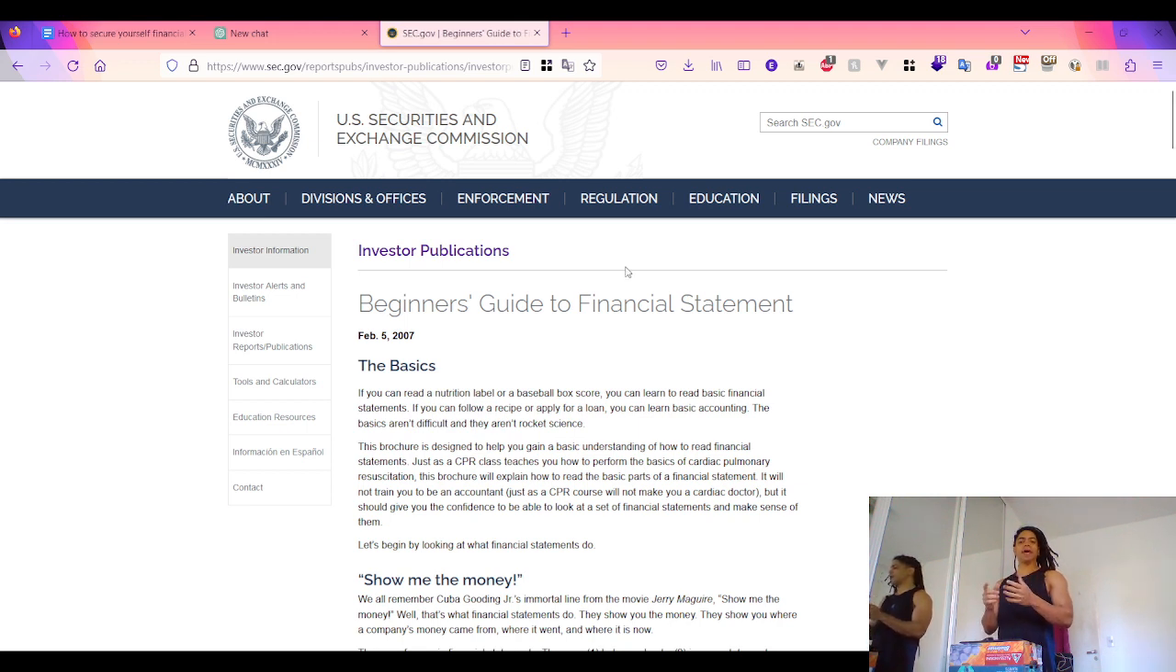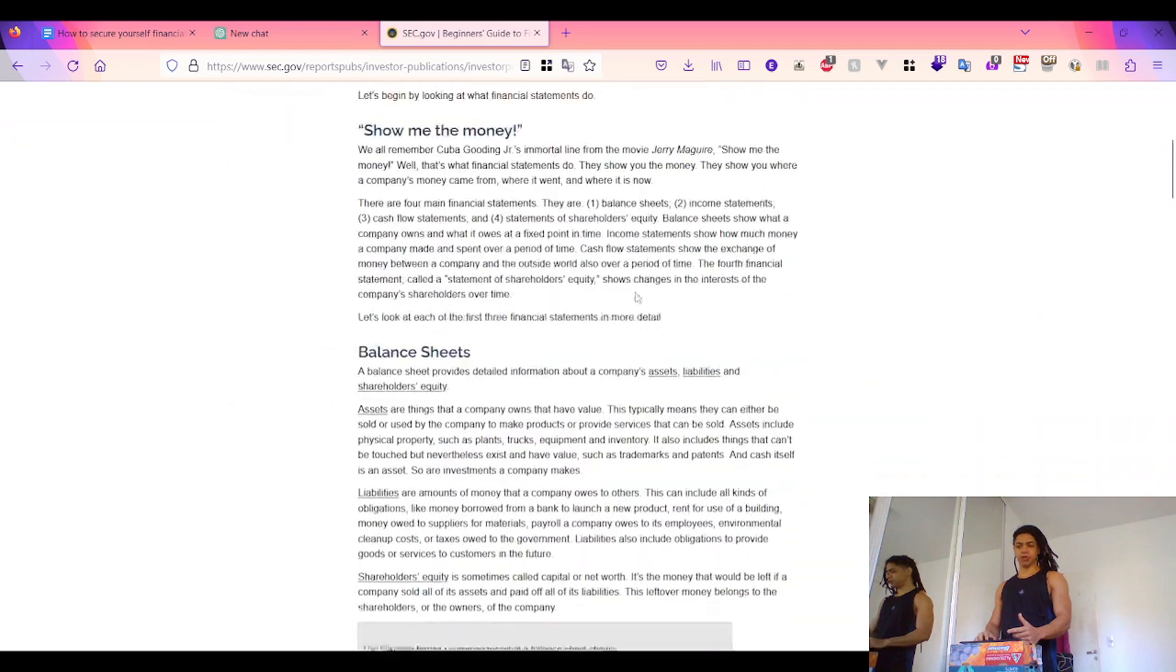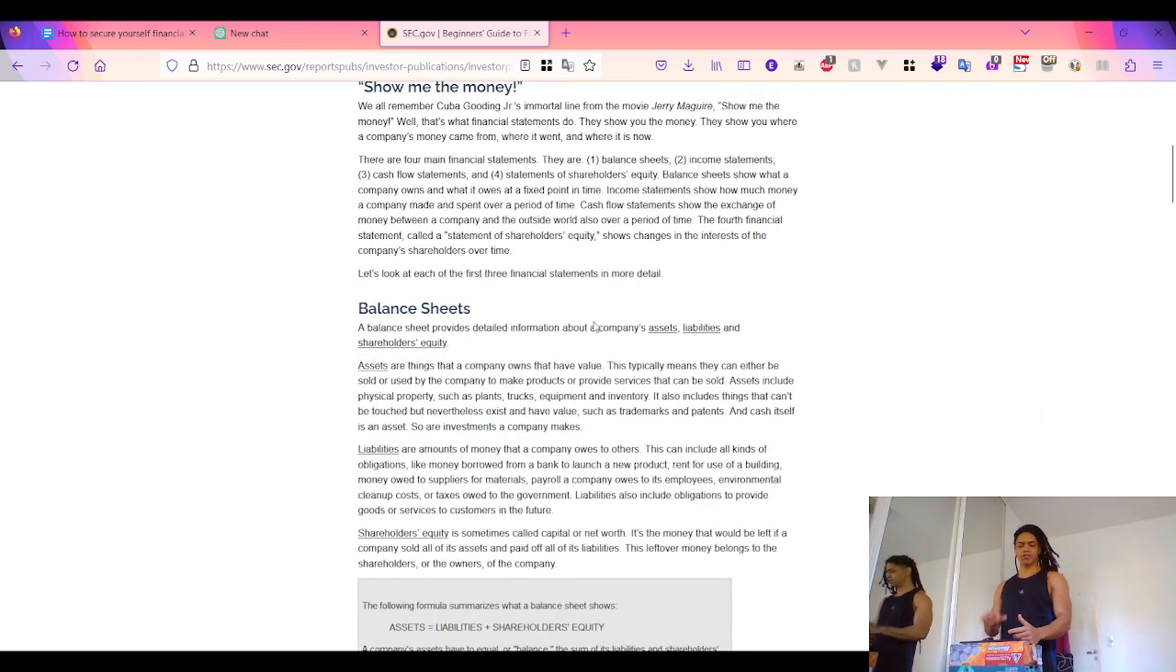So, a quick recap of this beginner guide to financial statements is that they show you the money, and there are four types of financial statements: the balance sheet, which shows what a company owns and what it owes at a fixed point in time; the income statement, how much money a company spent and made over a period of time as well; cash flow, the exchange of money between the company and the outside world, as well as the shareholders; the statement of shareholders' equity, which shows the change in interest over a period of time.